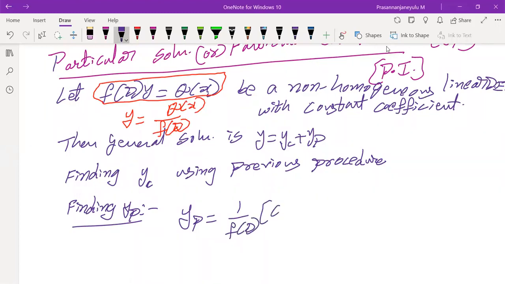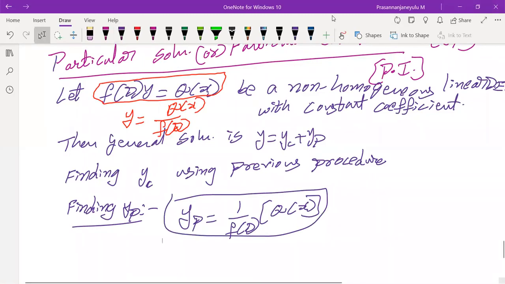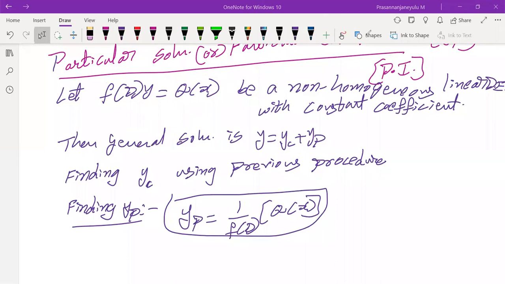You should not write q of x in the numerator, or you should not write q of x in the prefactor. You must write q of x only as a post factor. Why? The reason is there. This is the formula of yp. Okay, there are some procedures. Understood how to remember this formula? Simply f of d of y equals q of x. From that, I am getting yp equals 1 by f of d of q of x.